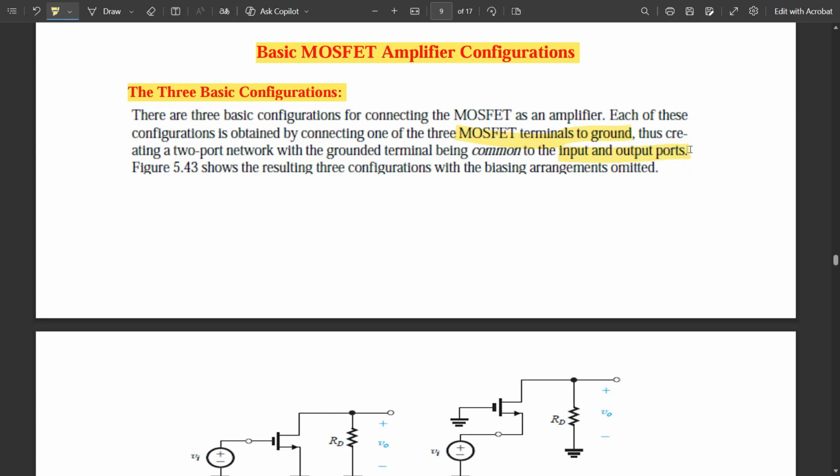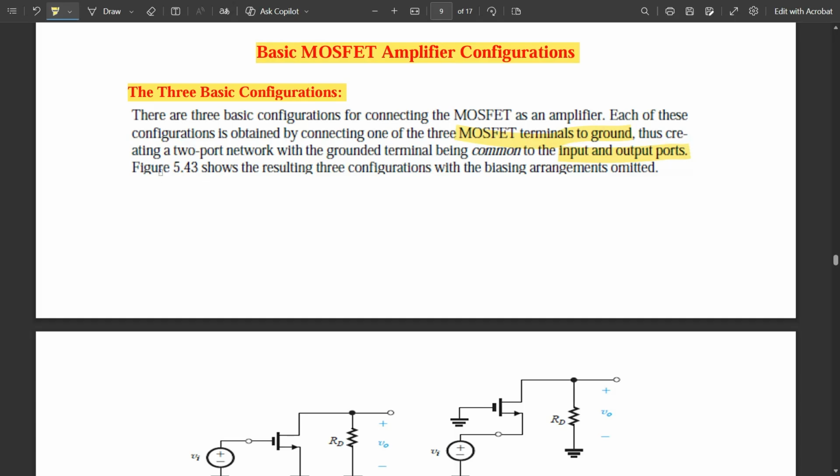So what happens if we connect it directly to the ground? It creates a two-port network, because one terminal is nullified and we have only two terminals left. With respect to that, a two-port network is created, and the grounded terminal is common to both the input and output ports. That's why it is called a common terminal: common gate, common drain, and common source.